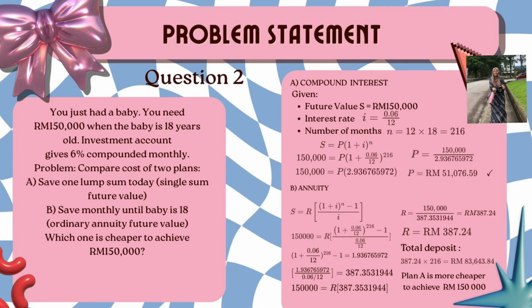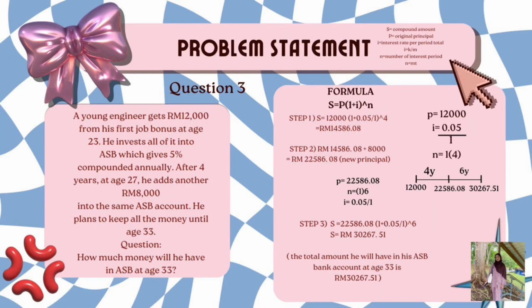For the final comparison, Plan A requires a one-time deposit of 51,076 ringgit and 59 cents. And Plan B requires monthly savings of 387 ringgit and 24 cents for 216 months. The total deposit in Plan B is 83,643 ringgit and 84 cents. Therefore, Plan A is cheaper to achieve 150,000 ringgit Malaysia. Okay, now we will proceed to question number 3.